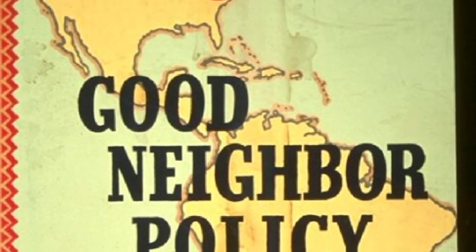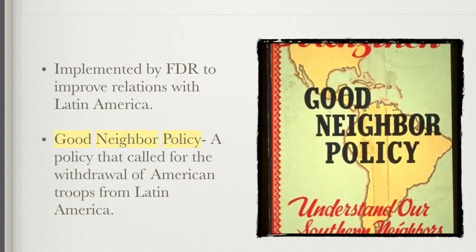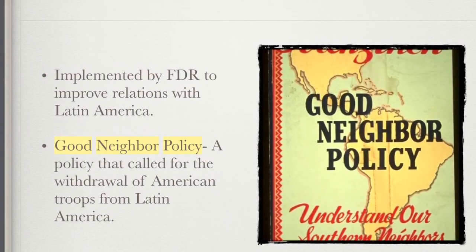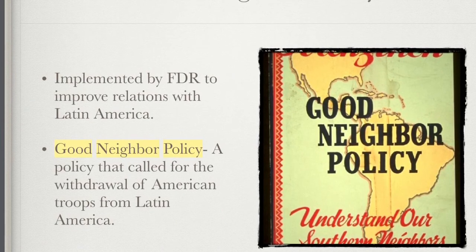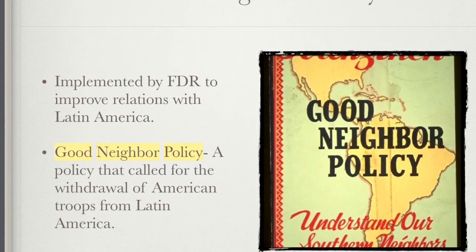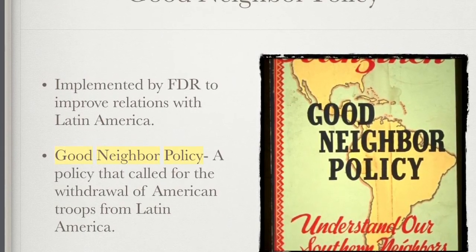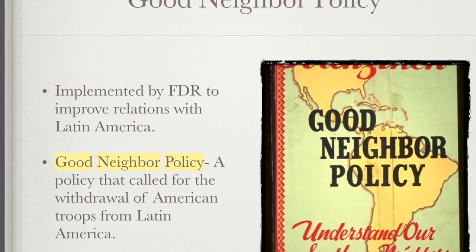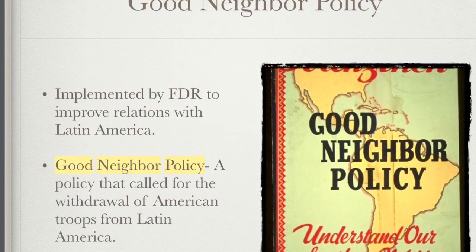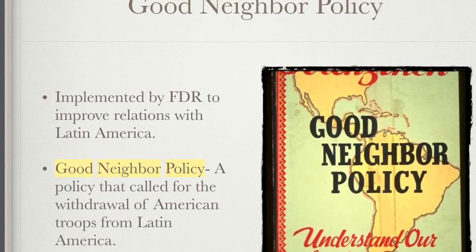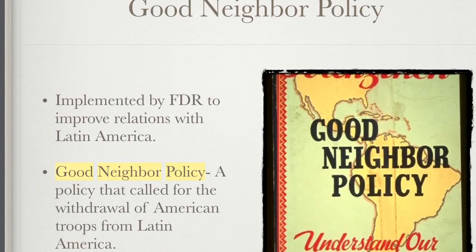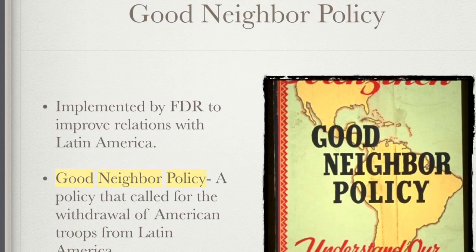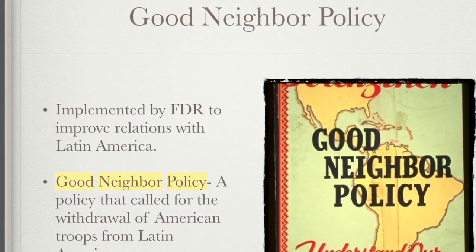Another piece of legislation that shows America's commitment to remaining isolated from the rest of the world is FDR's Good Neighbor policy. FDR implemented the Good Neighbor policy because he wanted America to be a better neighbor. Under the Good Neighbor policy, America decided to withdraw all of its troops from Latin America. So once again, the Good Neighbor policy shows how the United States was taking steps towards isolationism by the 1930s.